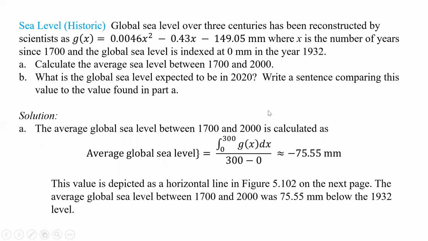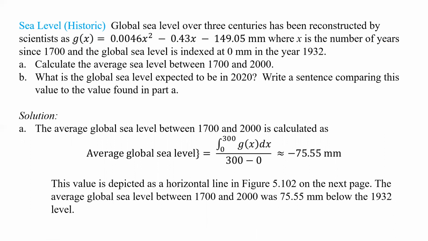All right, well, if we're going to find the average sea level, we're going to have to take the integral of g of x from 0 to 300, and then divide by 300 minus 0, and that's what we see here. If we plug that into our calculator, we can plug it in directly, with g of x in y1, then the integral of y1 dx divided by 300 minus 0, and we get about negative 75.55 millimeters as the average sea level from 1700 to 2000.